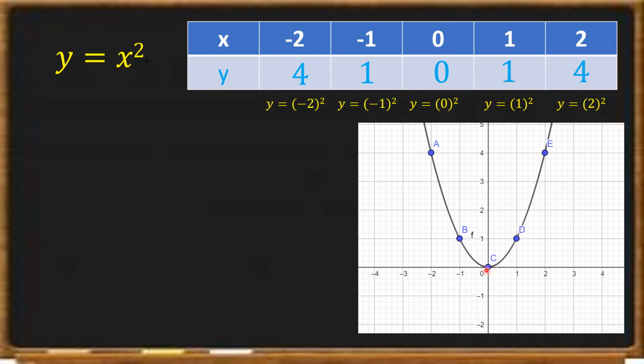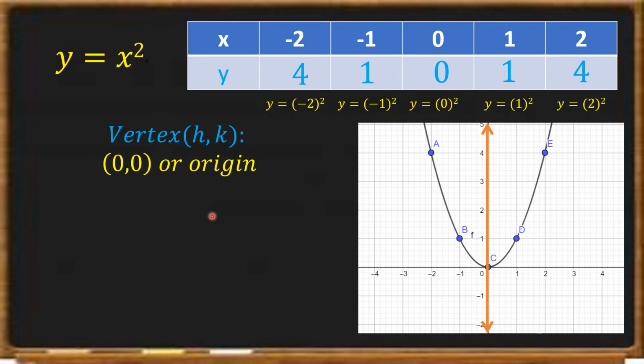And this is what we call the vertex. So the vertex of this graph is at the origin. So your vertex, which is what we call the (h, k), is (0, 0), or the origin. So that is your vertex. And for this one, this vertical orange line, this is your axis of symmetry.